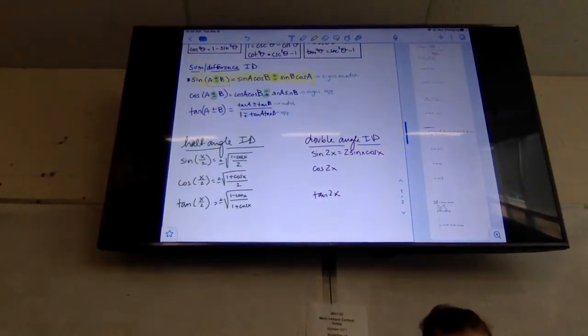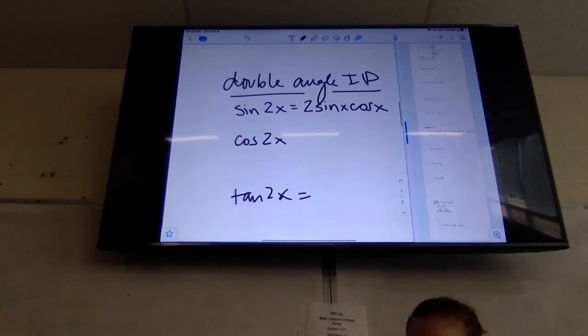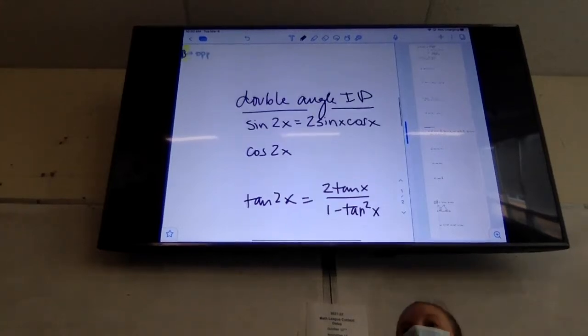Tangent is very similar. Tangent is going to look a lot like its sum and difference one. Again, we're just going to be multiplying when I can or squaring when I can. So tan of 2x is going to be 2 tangent of x over 1 minus tangent squared x. So again, I think that looks a lot like what we were doing with the adding and subtracting.